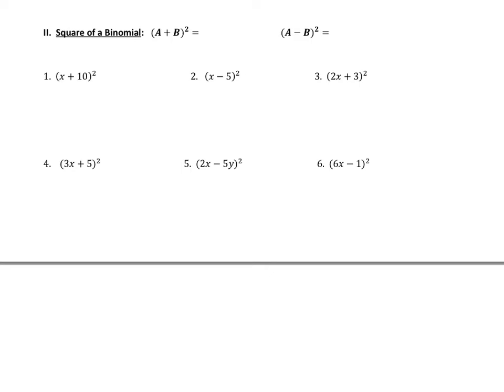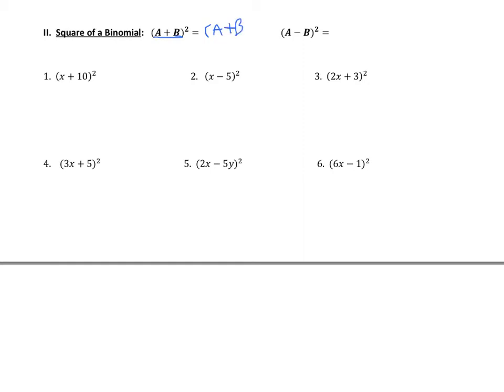All right, we're going to finish off 8.4. Again, we're going to look at another pattern. We can still FOIL these out, but we're going to look at it as a square of a binomial. So if you ever see a binomial like a plus b squared, what that means is I have two factors of a plus b.